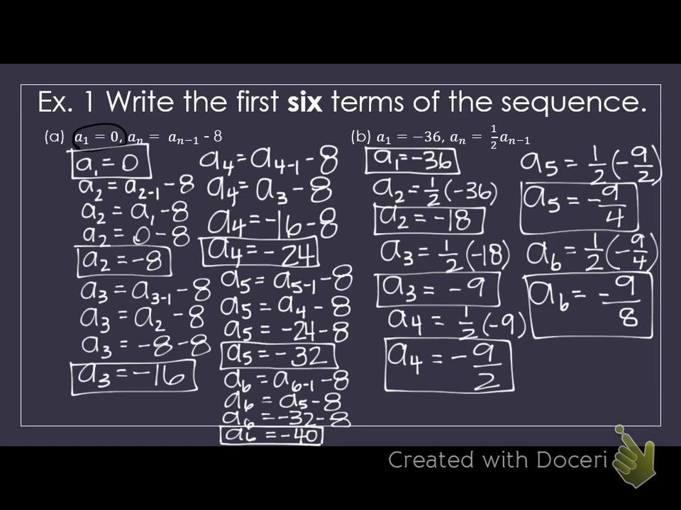So once we understand what's going on, the fact that we're taking the previous term and halving it, this becomes a much quicker process and much easier to do. Okay? Are there any questions on finding the first 6 terms?